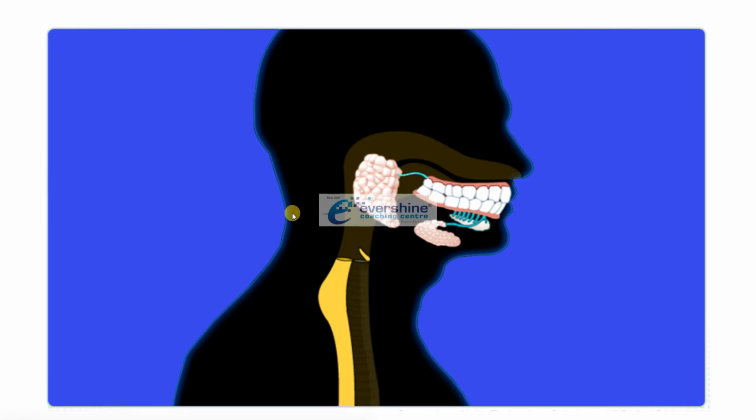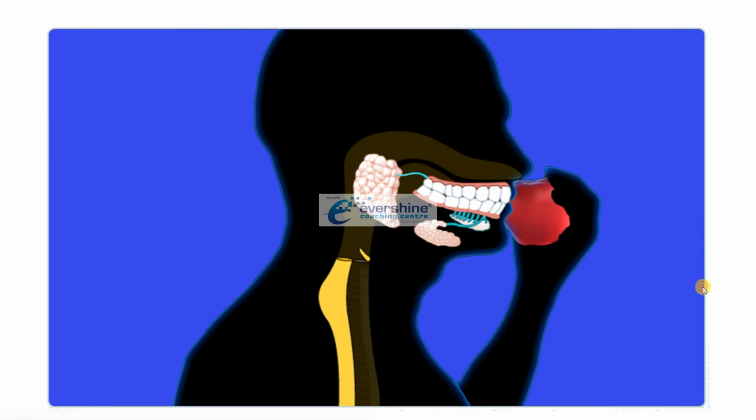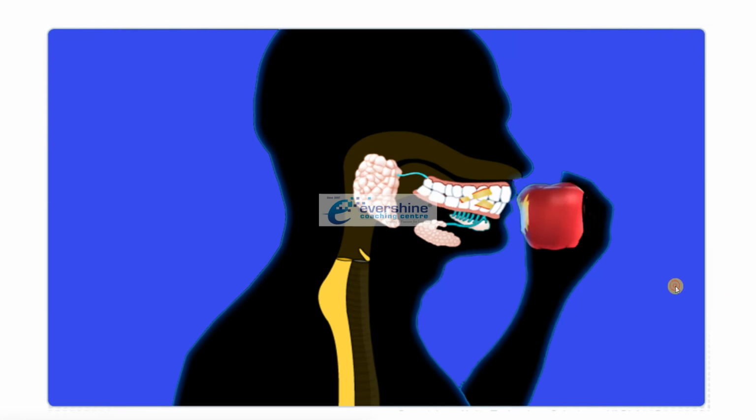Now, observe, students. This is the human alimentary canal, that is nothing but the digestive system. Now, step number 1. A person is having some food. As you can see, he has taken the food inside his mouth.